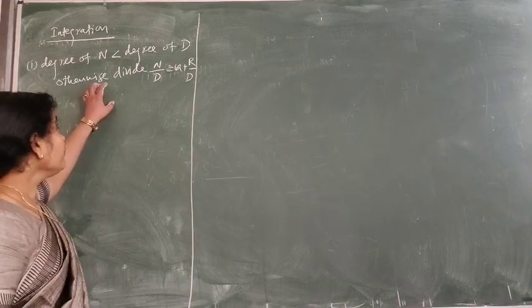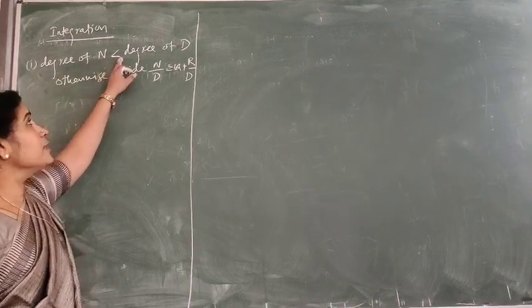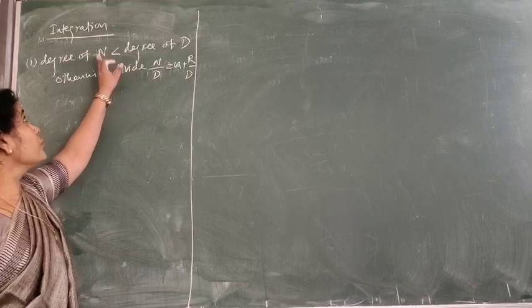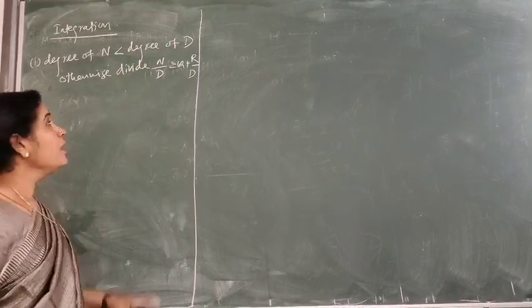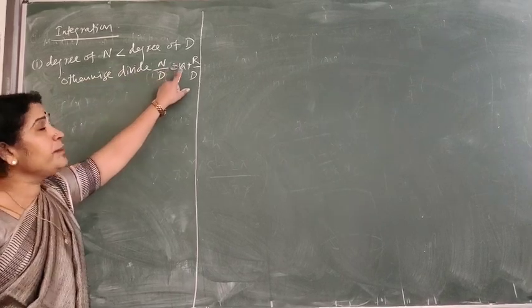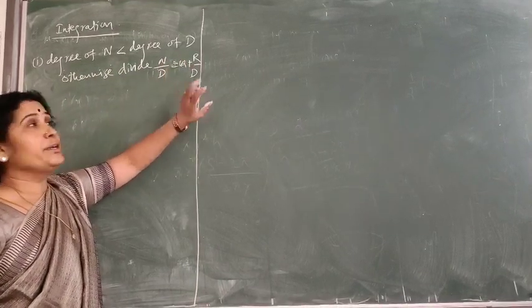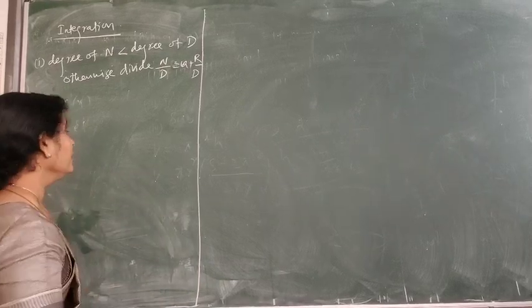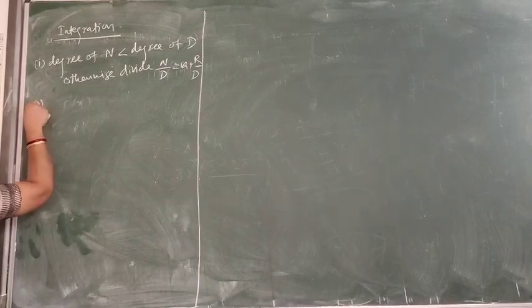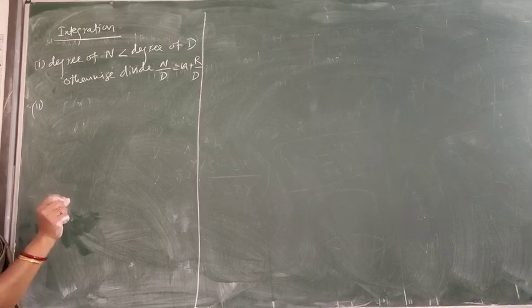Clear to you? If the degree of the numerator is less than the degree of the denominator, you can proceed directly. Otherwise, you have to divide, and then the answer can be written as quotient plus remainder upon denominator. Keep that in mind. Okay. Now number two, especially the substitution method.